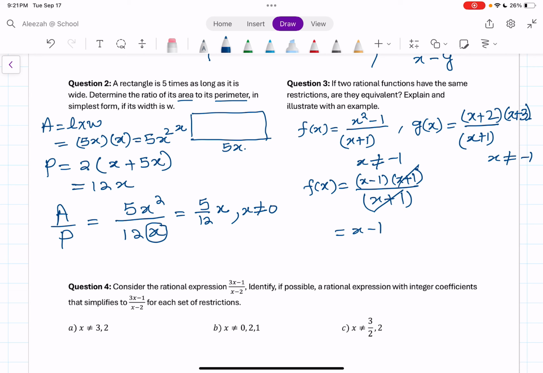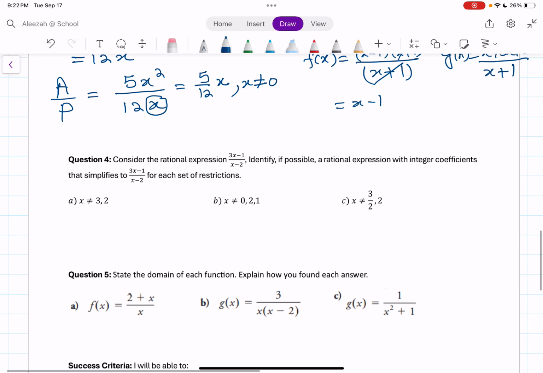But if you look at g of x, I can't cancel anything. So my function will simply, you can multiply them, be x squared plus 5x plus 6 divided by x plus 1. So both functions have the same restriction, but they are not equivalent.